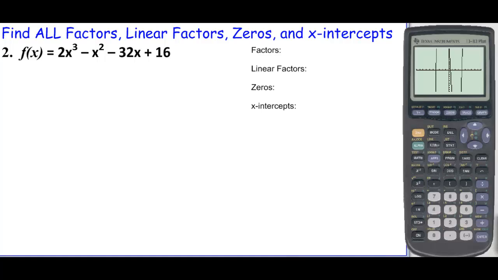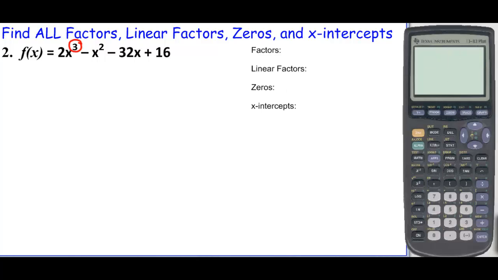And now this time, it appears to have 1, 2, 3 x-intercepts. Well, if I look at my original problem, I know this has a degree of 3, which means I should have 3 answers. So that tells me all 3 of my answers are going to be real, and they all happen to be x-intercepts. But I want to know which ones these are.